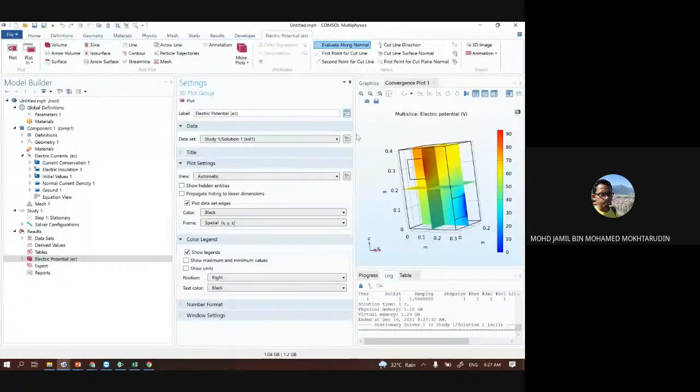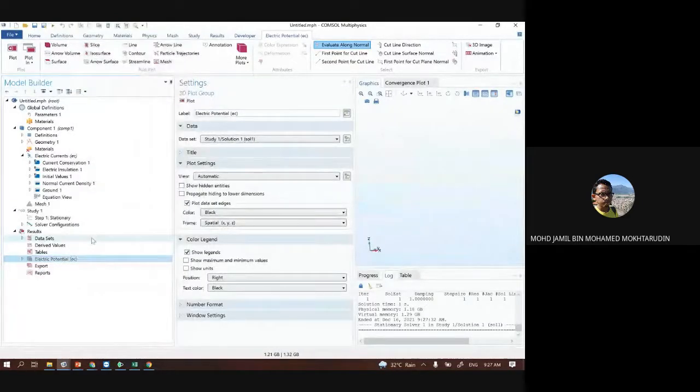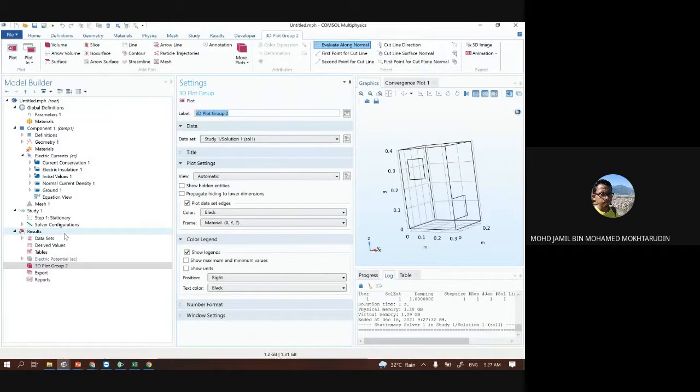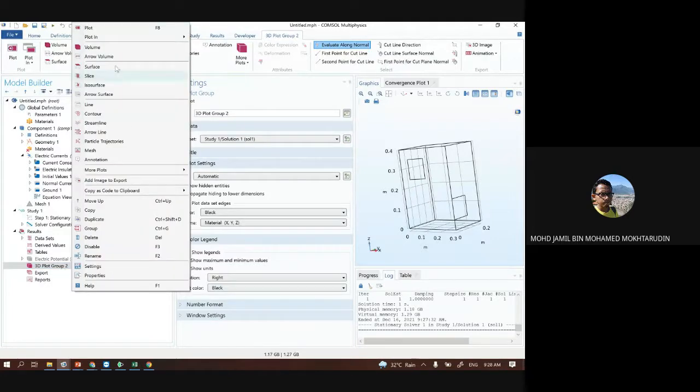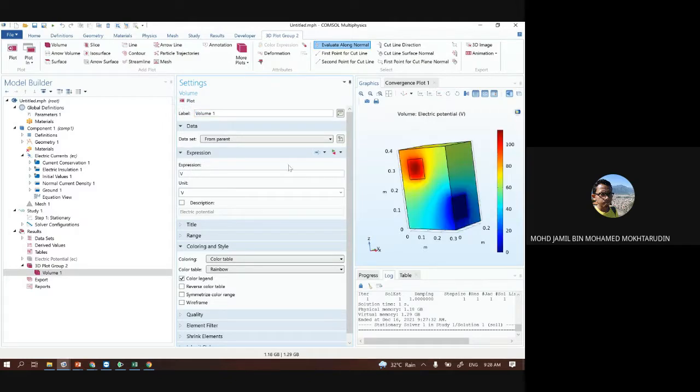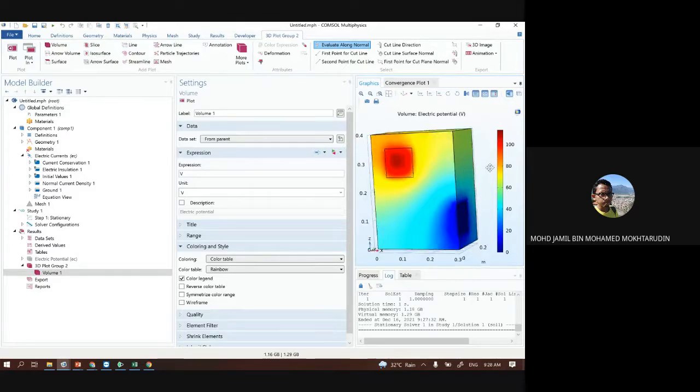So the result given to you is by default. So you can just disable the default result. So you can right click result, choose 3D plot. So in the slide, it plots for the voltage, electrical field, electric potential. So here in 3D plot group, you just choose volume. And by default, it already gives you the electric potential. So you just click plot. Okay, so you get the electric potential in the abdomen.